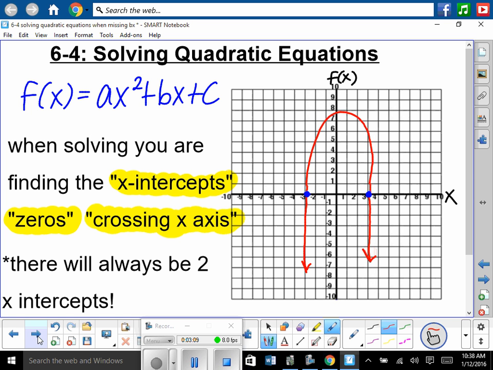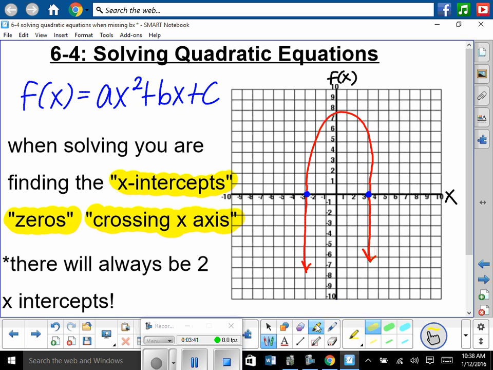Why is that called zero? Because that's where y is equal to 0. Good question. Understand something: parabolas are smiley faces or frowny faces, so it's always going to come up and come back down, or go up and back down. So it's always going to cross the x-axis twice. There are always going to be two solutions, two x-intercepts. Do you understand why?